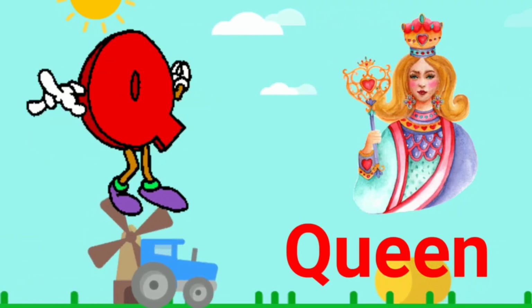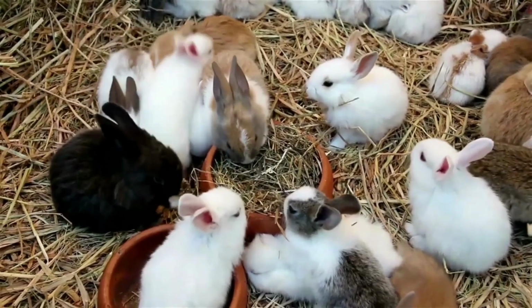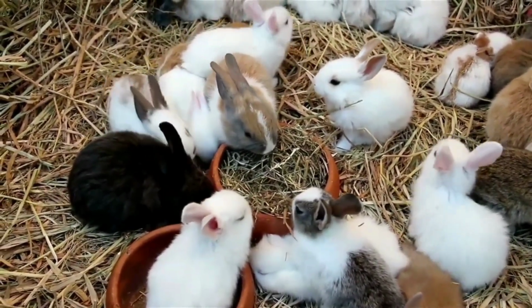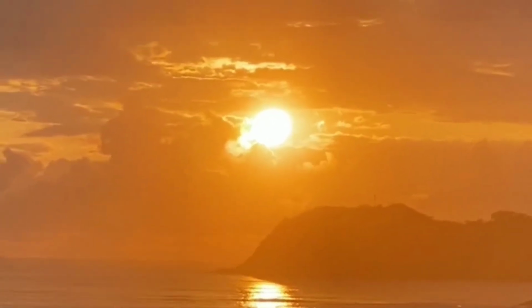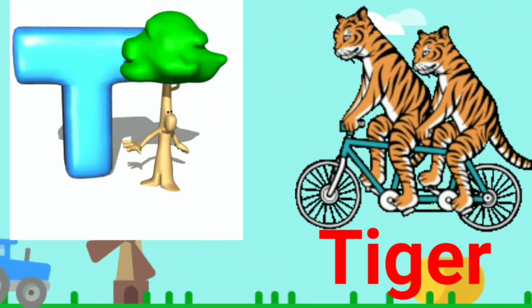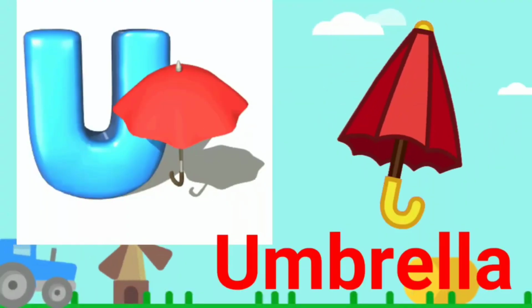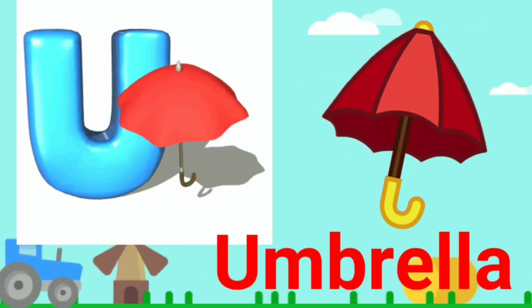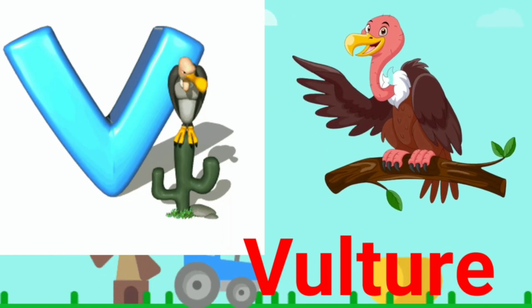Q for queen. R for rabbit. S for sun. T for tiger. U for umbrella. V for vulture.